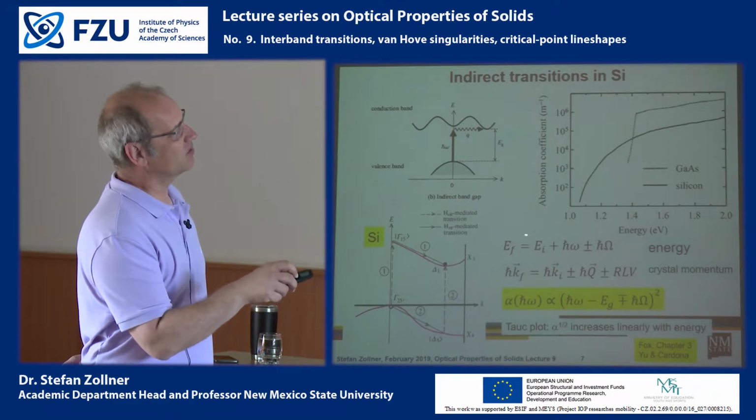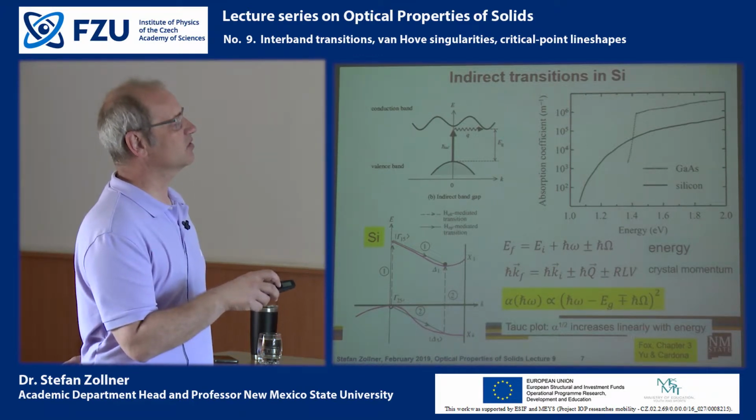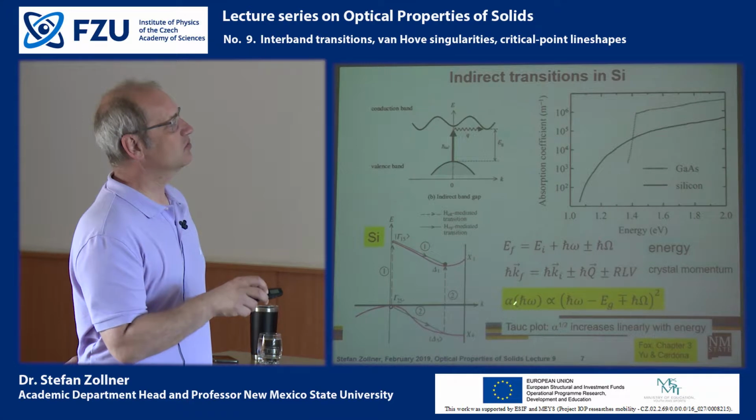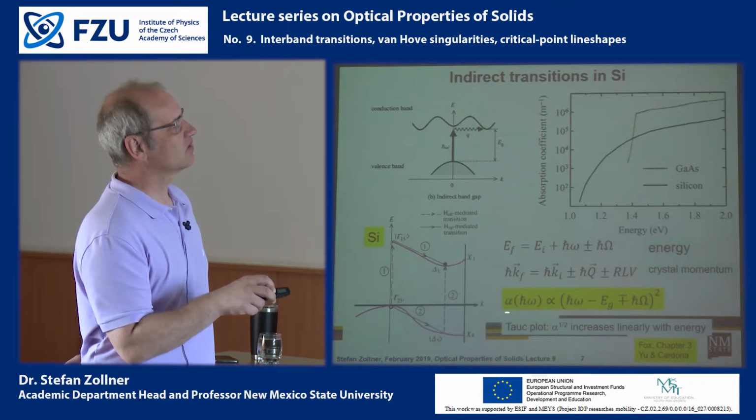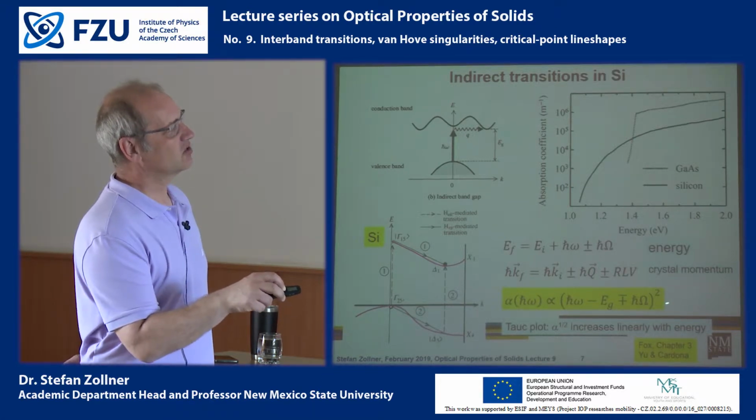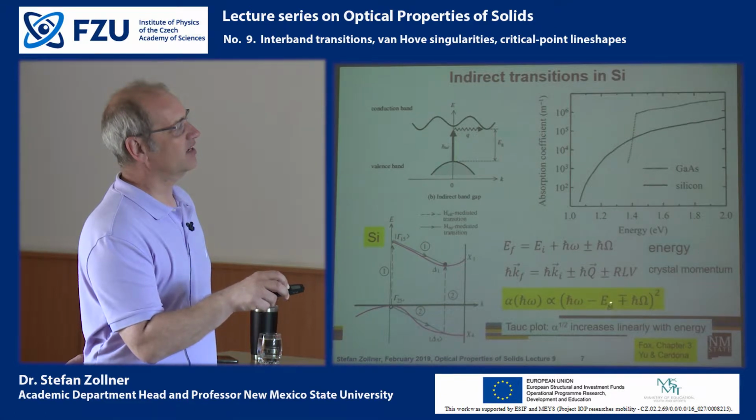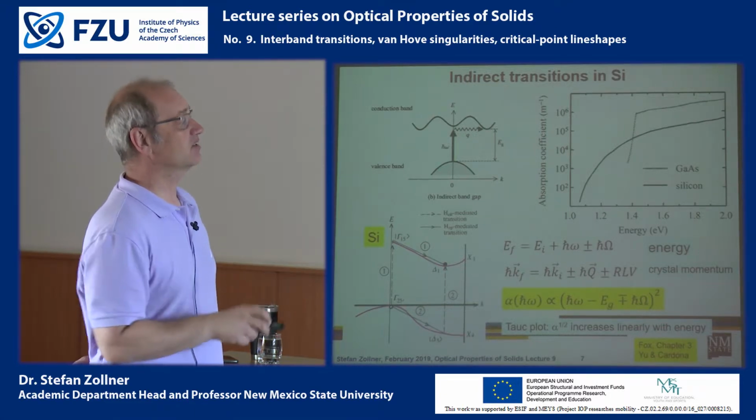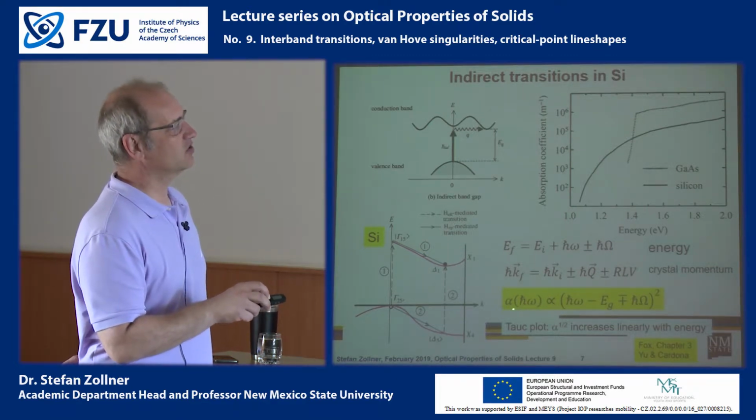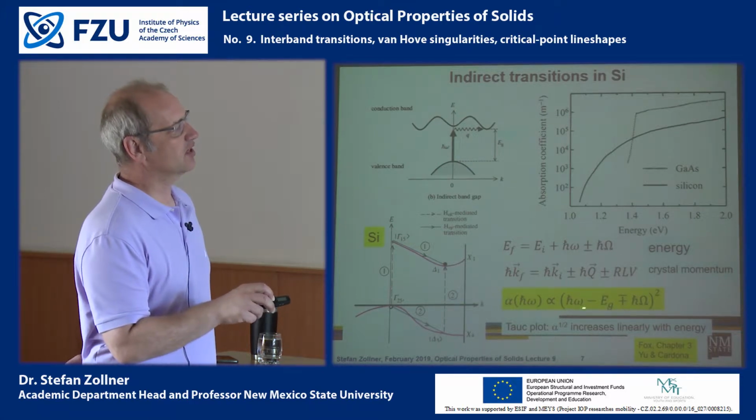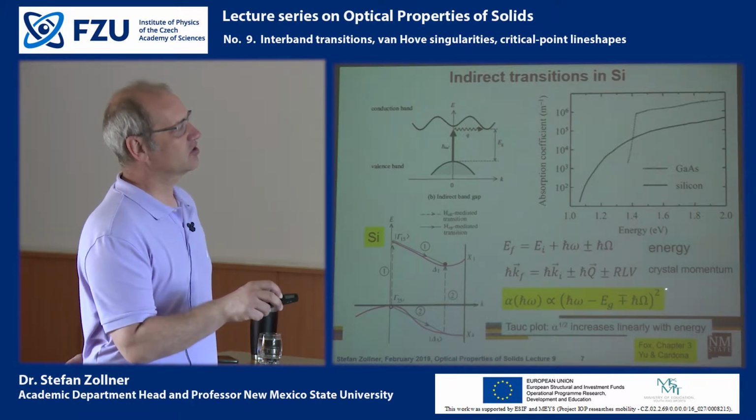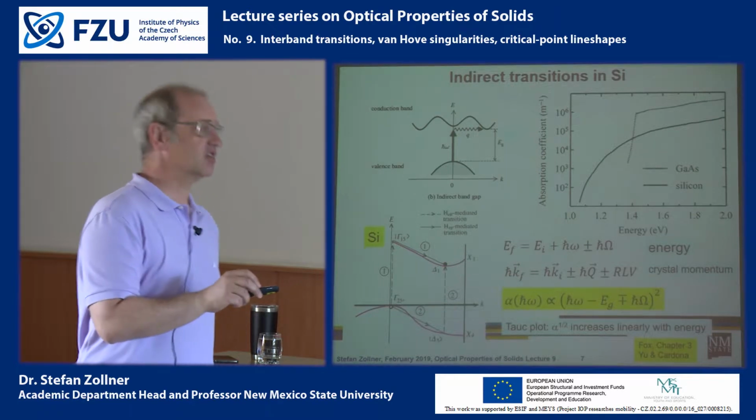And if we do the calculation, and I will show you a paper in a minute where this calculation was actually performed, then we see that the absorption coefficient for an indirect process goes like the square of the photon energy minus the band gap plus or minus the phonon energy. If you remember direct transitions, for direct transitions the absorption coefficient goes like the square root of this energy difference. But for indirect transitions, it goes like the square of the energy difference.